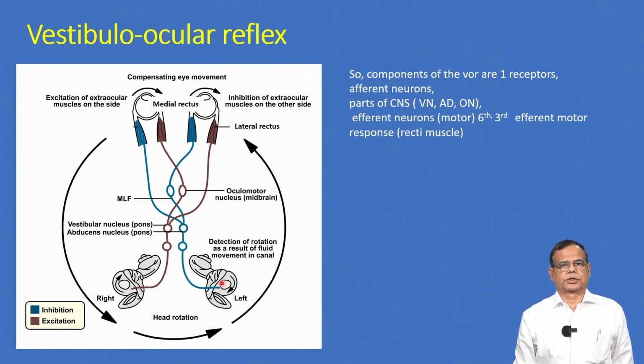So, there is inhibition of the vestibular nucleus and the inhibition of the abducens nucleus. Abducens nerve supplies the lateral rectus. So, there is inhibition or relaxation of the lateral rectus. At the same time, fibers from the abducens nucleus pass through the medial longitudinal fasciculus and supply the third nerve, which supplies the medial rectus. So, at the same time, one side medial rectus relaxes and opposite side lateral rectus contracts.